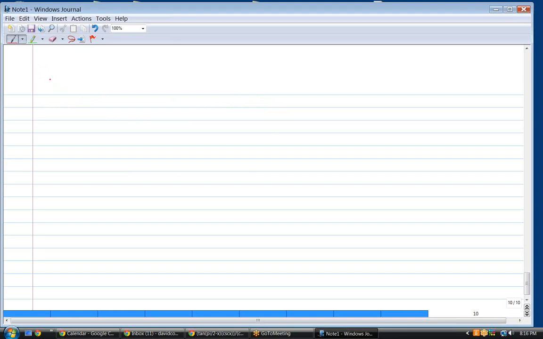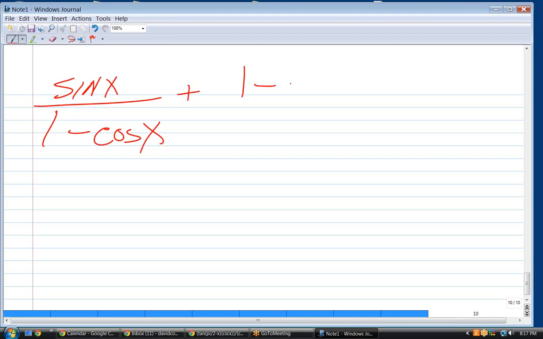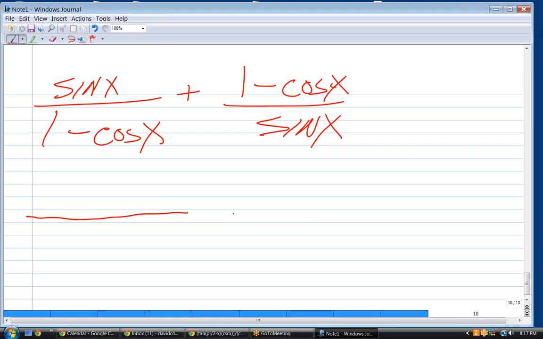The last one is sine x over 1 minus cosine x plus 1 minus cosine x over sine x. Okay, I'll let you work me through this. Okay. Let me just finish writing.